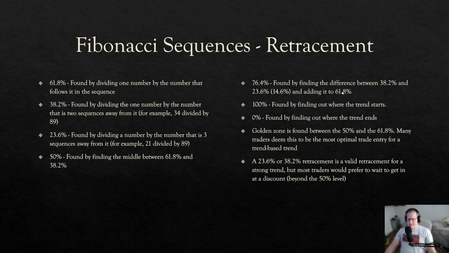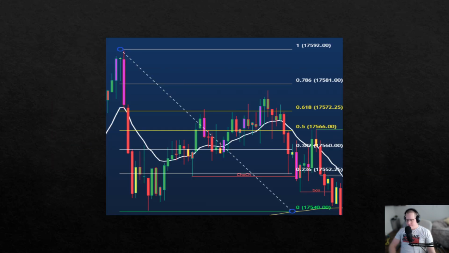The golden zone is found between the 50% and the 61.8. Many traders deem this to be the most optimal trade entry for a trend-based trade. But a 23.6 or a 38.2% retracement is still very valid for a strong trend, but most traders would prefer to wait and get in at a discount.